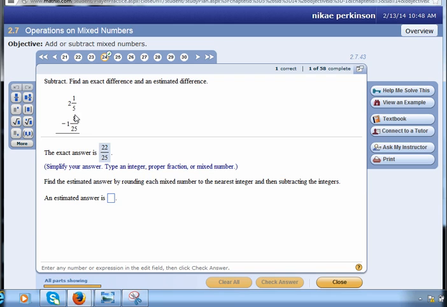So 1/5 is less than 1/2. So my 2 is going to round as 2. It's just going to stay as 2. 8/25 is less than 1/2. So my 1 is going to stay the same. So these mixed numbers round to 2 minus 1. So my estimated number is 1. And I see that my answer makes sense according to my estimation. 22/25 is almost 1. It's only 3/25 away from being 1. So my answer makes sense.